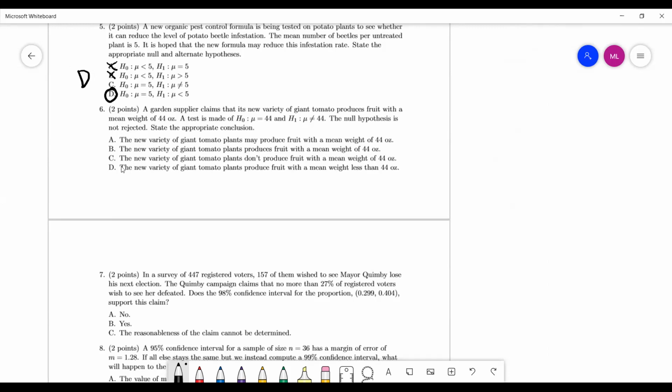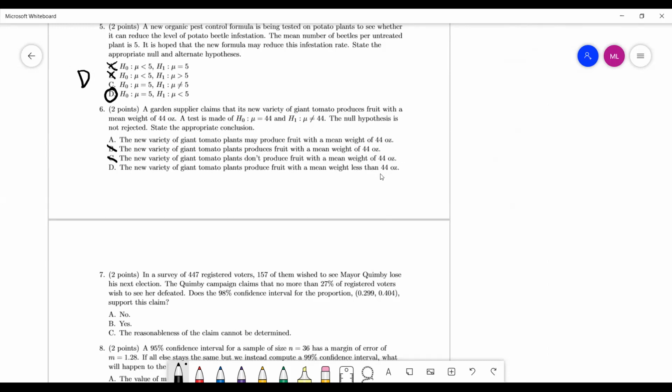So we need to find wording that basically gives that same idea. And in this case, if you read through them, Part B is too certain of itself. The new variety of giant tomato plants produces fruit with a mean weight of 44 ounces. We aren't sure that that's true. We just don't have enough to disprove that. So it's not that. There's no weird negatives in here.